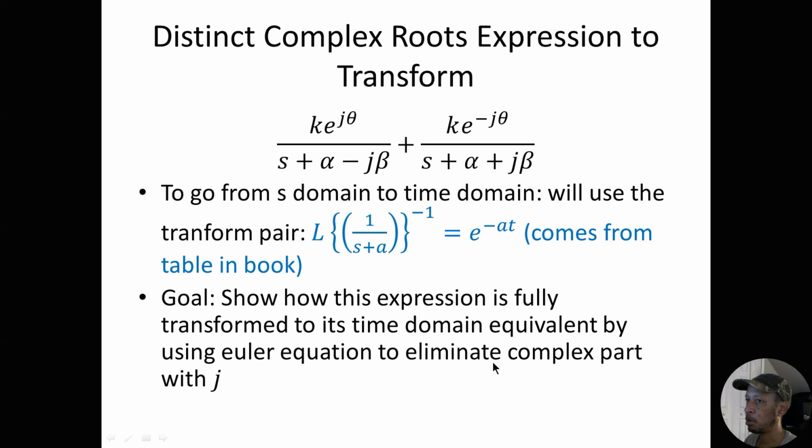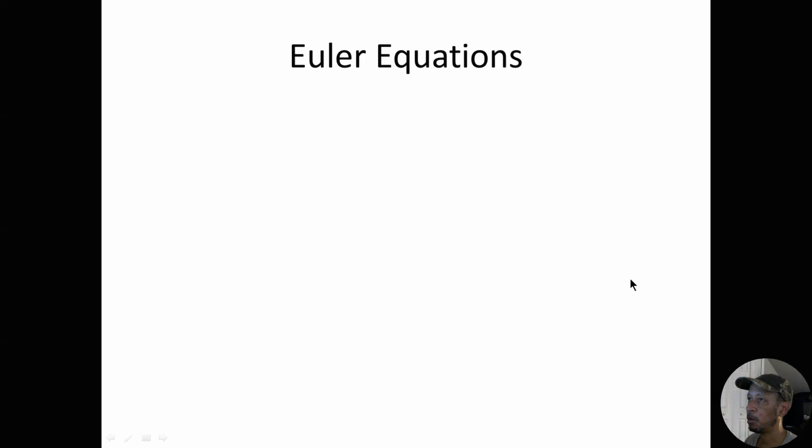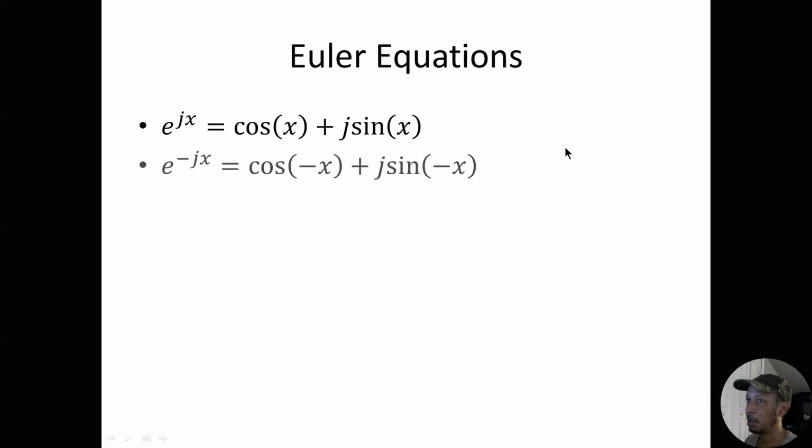Some people, by the way, will correct me and say that this is not Euler, it's Euler. However, due to the spelling of it, I'm going to be pronouncing it Euler. Okay, so for my Euler equations, I have e to the jx equals cosine of x plus j sine of x. Now I'm going to make a second equation, which is e to the negative jx equals cosine negative x plus j sine negative x.